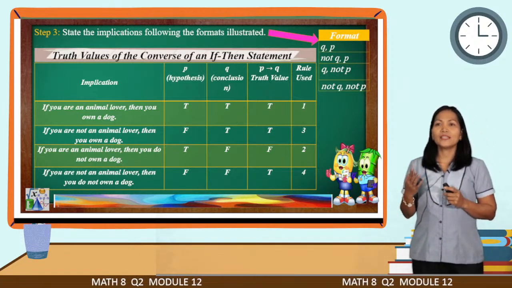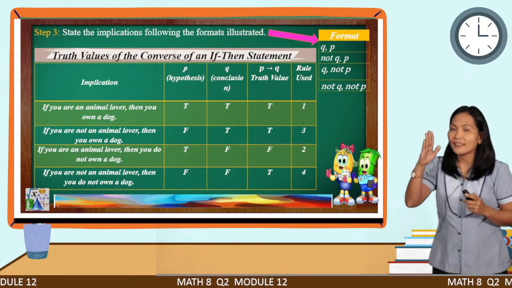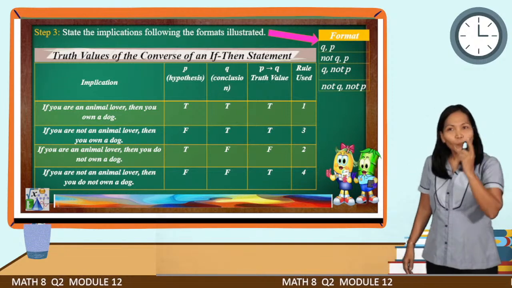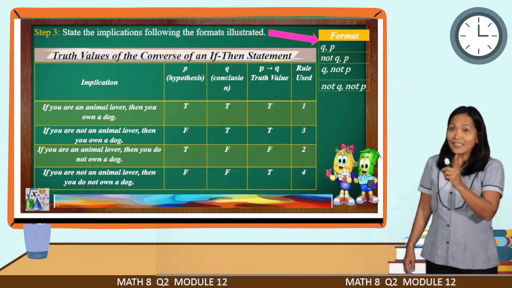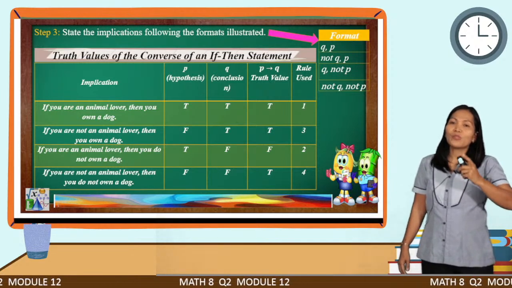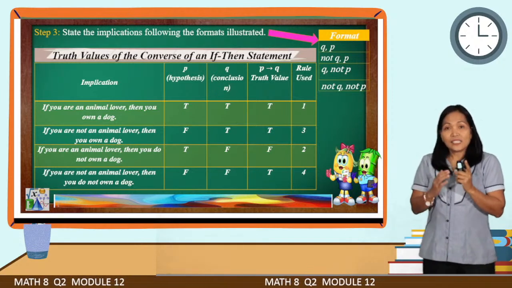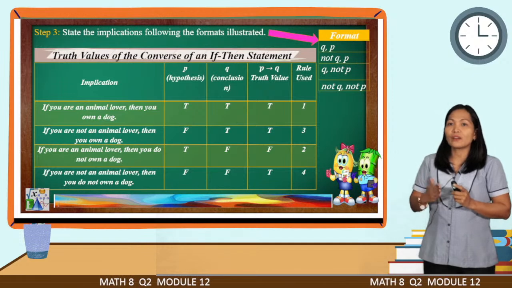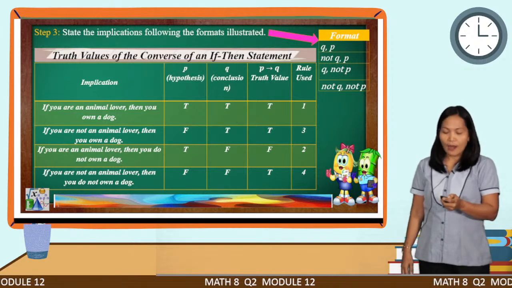For the fourth one, if you are not an animal lover, that's the hypothesis, take note of the word not. It's false because, yes, you're correct, it is opposite as that of the original. Our conclusion, you do not own a dog. It is also opposite to that of the original. So, it's false. So, what is our decision for the implication? If both the hypothesis and the conclusion are false, then the statement is true. And we use rule number 4. Okay.